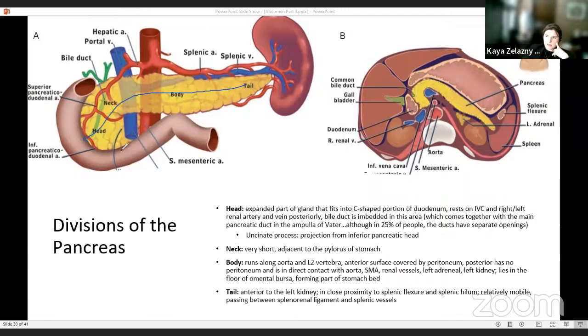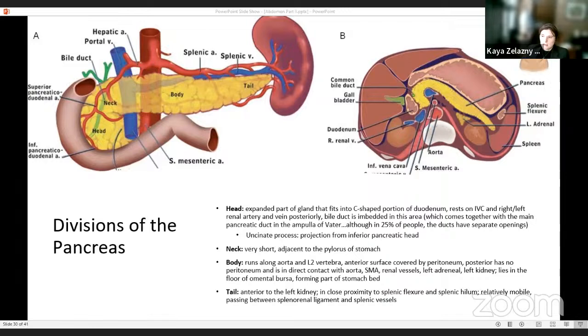So there's a lot of stuff going on here as we're looking at the head of the pancreas. The head of the pancreas is also considered to have a little additional process. So this portion, more or less, is the uncinate process. This is like a projection from the inferior part of the head of the pancreas. So it's got a little extra bit.